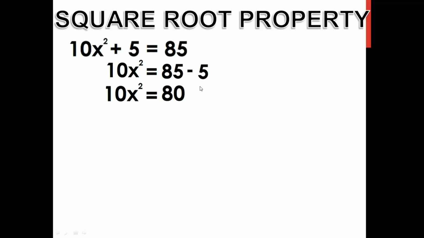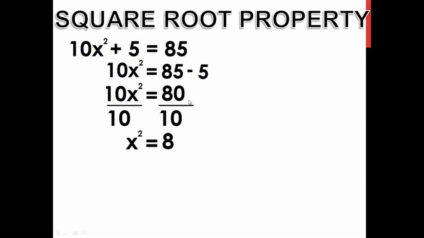So we get 10x squared is equal to 80. Then to find the value of x, divide both sides by 10. So we get x squared is equal to 8. Then, back to the basics, take the square root of both sides. Then x is equal to the square root of 8. Then we get the answer, positive and negative 2 square root of 2.